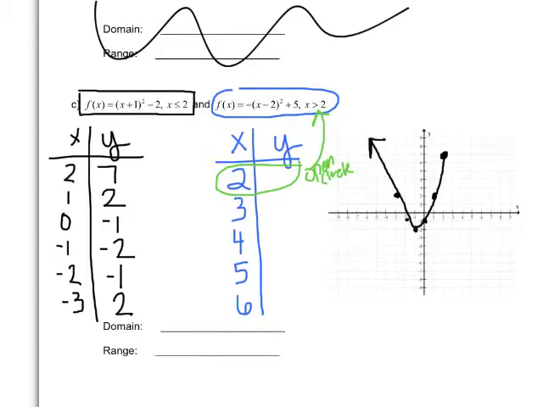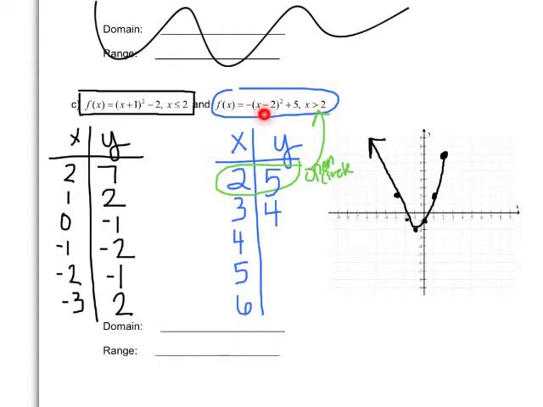So again, if you want to pause to do the algebra, you can. We do 2 minus 2 is 0. 0 squared is 0. Negative, right here, that's that negative symbol. Negative 0 is still 0. Plus 5 is 5. All right, now let's do the 3. So 3 minus 2 is 1. 1 squared is 1. Negative 1 is negative 1. Add 5 is 4.